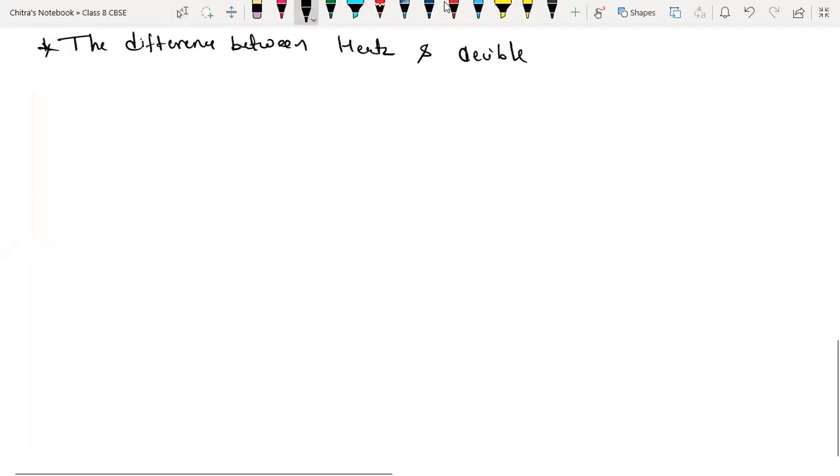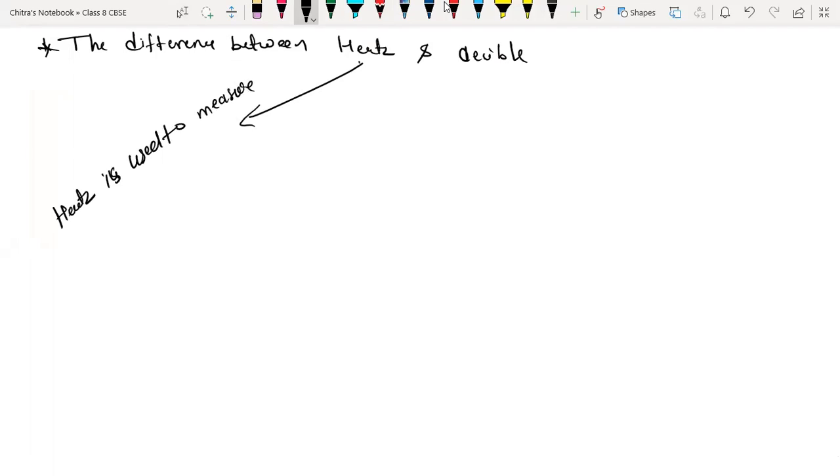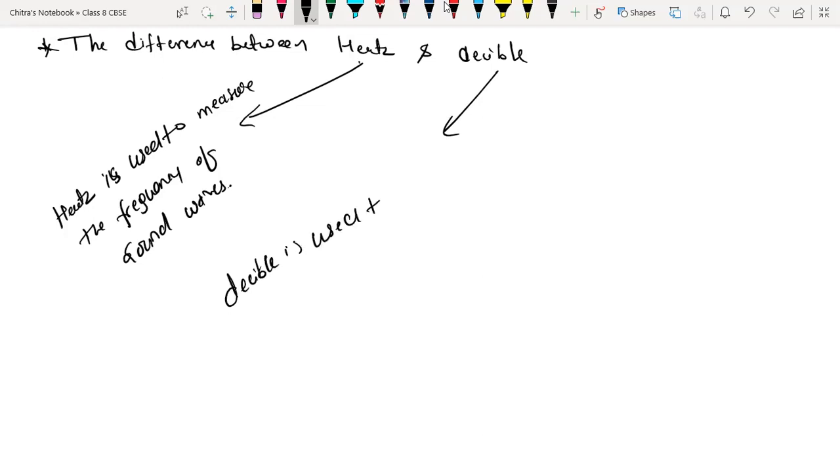So the difference between hertz and decibel is: hertz is used to measure the frequency of sound waves. Decibel is used to measure the intensity of sound.